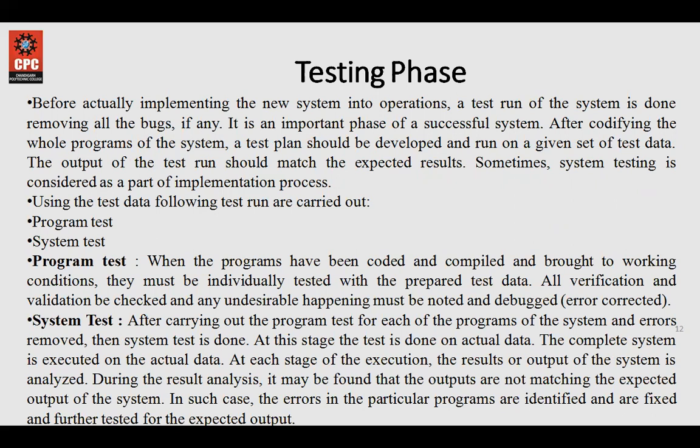Similarly, when we want to install a software or a system in an organization, before installation, we need to ensure that whatever data we'll be working upon, the system is giving us the best result. And it is basically of two types. One is program test, the other is system test. Program test involves testing each program or each module individually and then compiling all the modules together. System test is that once the whole system is developed, we are running a test on it.